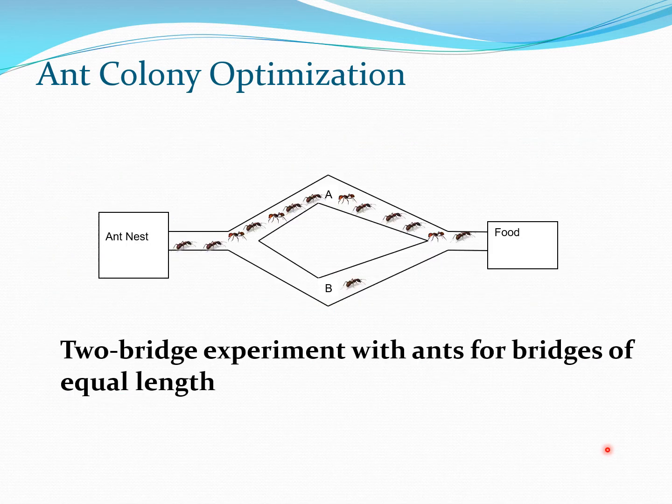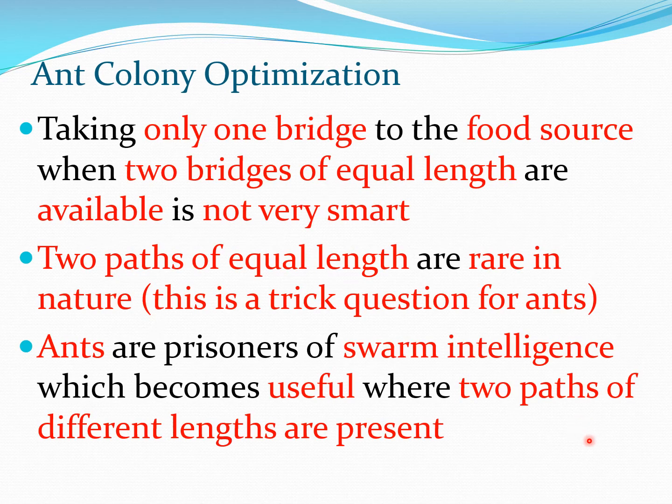So this is the two bridge experiment with ants, and so after some time we may find that most of the ants are on bridge A. Now if we look at this problem, the taking of one bridge to the food source when two bridges are there and these bridges are of same length is not very smart, and the ants actually may not have done very well in this problem, but there's something to learn here.